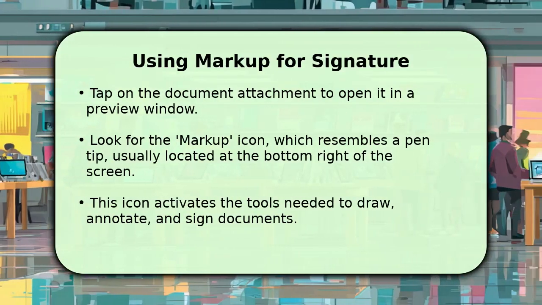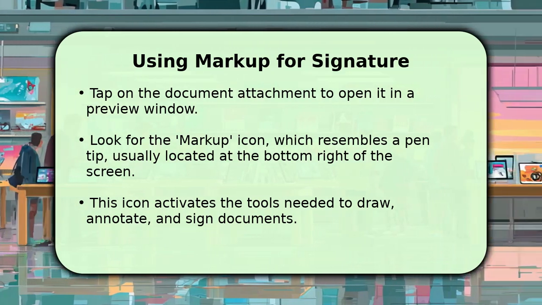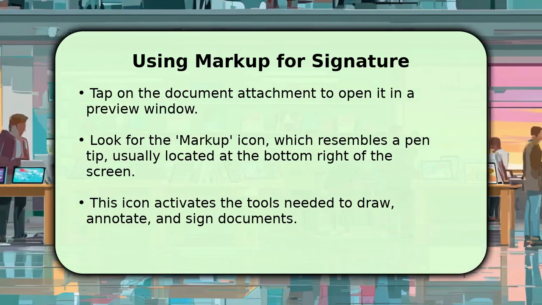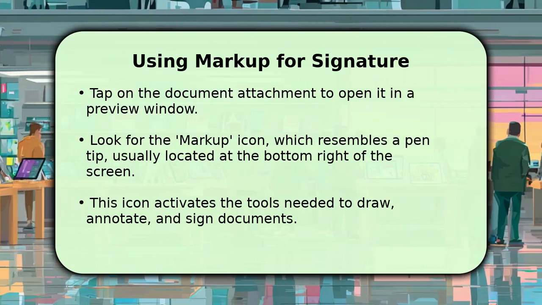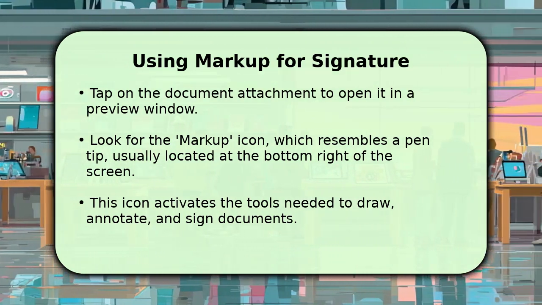Once you have the email open, tap directly on the document attachment to bring it up in a full-screen preview. Do not download it separately yet, just open the preview.